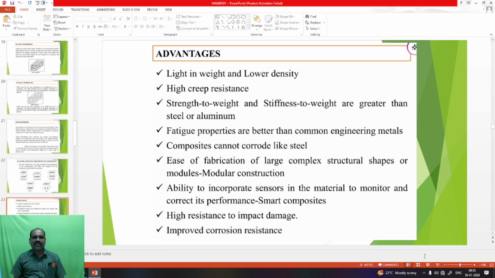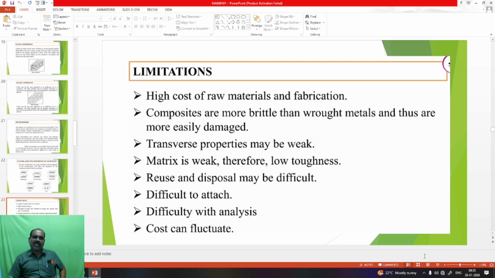Advantages of composite materials: light in weight and low density, high creep resistance, strength to weight ratio and stiffness to weight are greater than those of conventional materials like steel or aluminum, good fatigue properties, they do not corrode easily, ease of fabrication of large complex structural shapes and modular construction, ability to incorporate sensors in the material to monitor and correct its performance, smart composites, high resistance to impact and improved corrosion resistance.